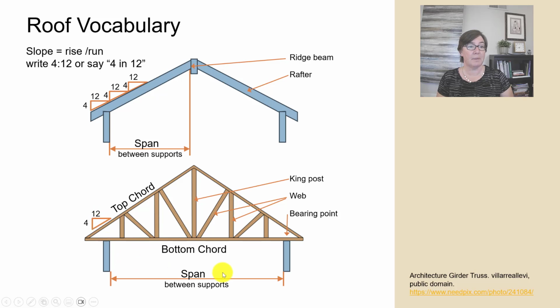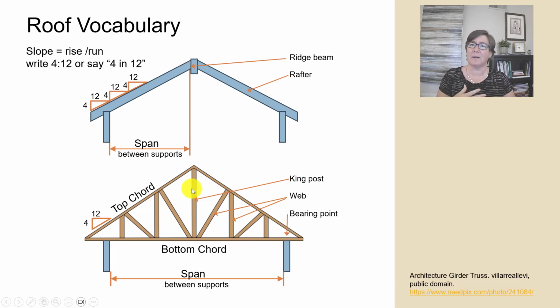Our other example here is a truss system. Remember, we can have roofs built out of rafters or trusses. Trusses have some specific vocabulary, right? This member right here is called the top chord. It's spelled the same way as a chord in music, all right? Top chord. Here's another top chord. And then this bottom piece is called the bottom chord. Right? The other pieces in the middle are all called web. These are the web. And this one right here in the center has a special name. That's the king post. Right?